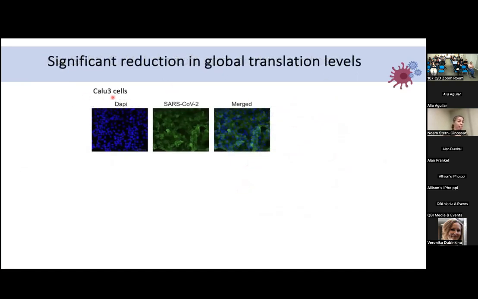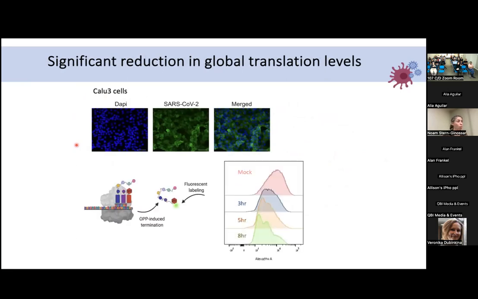And initially, this was the beginning of the pandemic. We calibrated conditions in which we can efficiently infect Calu-3 cells. These are lung adenocarcinoma cells. And then we used a puromycin analog, which is called OPP, which basically incorporates into ribosome-generated nascent chains. And then by click chemistry, we can label these nascent chains. So this is very similar to S35 labeling, but it's just not radioactive. And then we can quantify by FACS the amount of translation these cells are having.